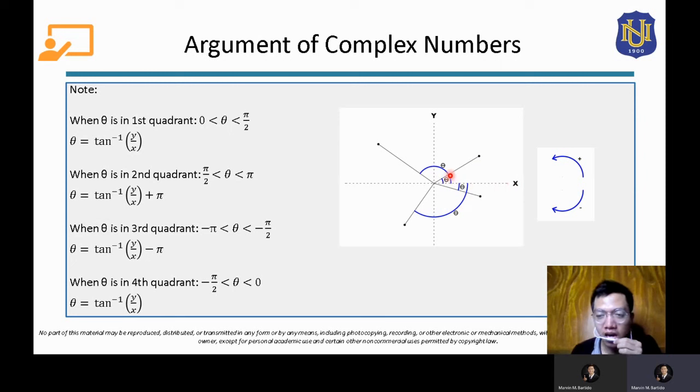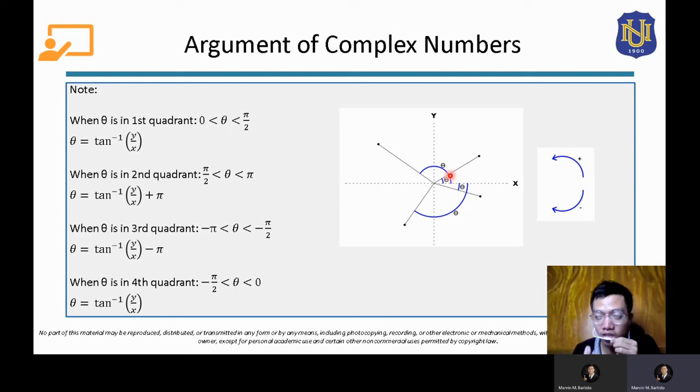Also, class, your argument cannot exceed 180 degrees. So it cannot be 181 degrees. Also, it cannot be less than negative 180 degrees.